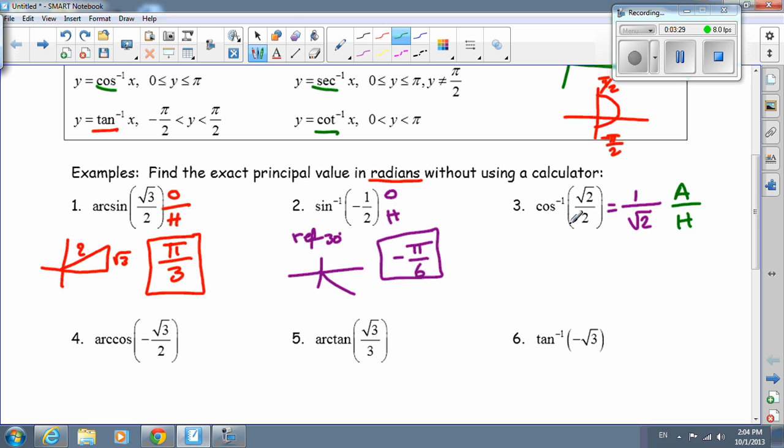So the fact that it's positive, I know it's in the first quadrant because the cot is all in the first or second quadrant. Positive first quadrant, negative second quadrant. Being in the first quadrant, I know that my angle is nothing other than pi over 4.